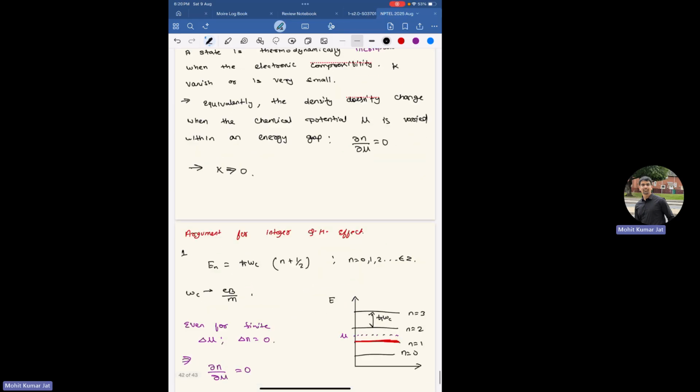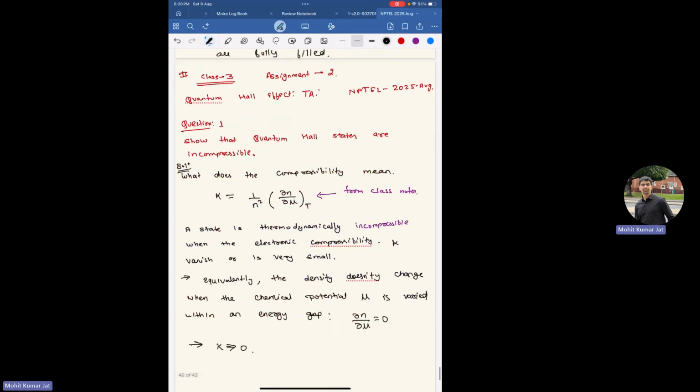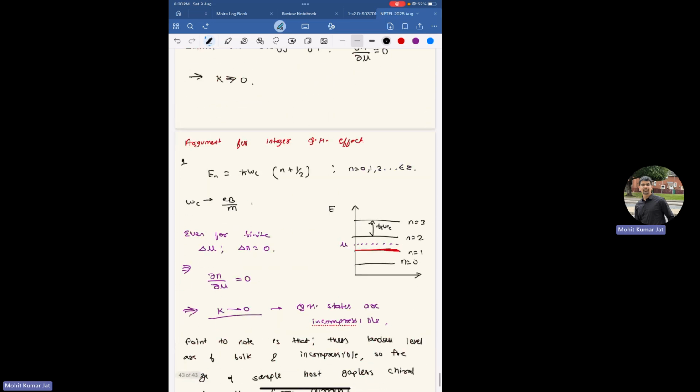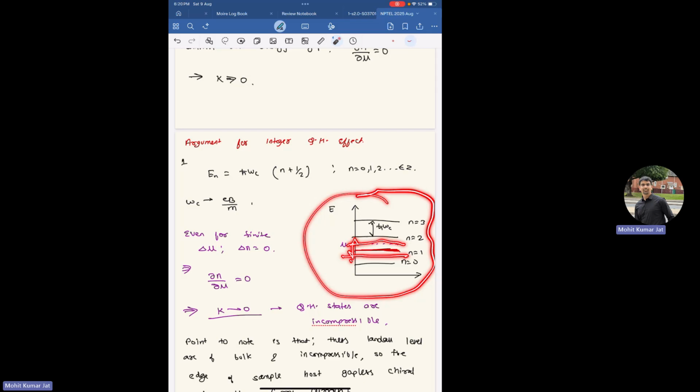Okay, so this was the first question, in which we discussed that the quantum Hall states are incompressible. We define the compressibility kappa, which is 1 by n squared, del n by del mu at constant temperature. And then we looked at the profile of carrier density versus chemical potential for the Landau levels in this part, that even if you change your mu, your n is not changing because available states are not there.